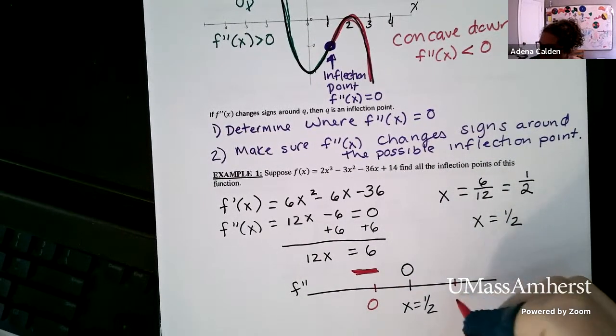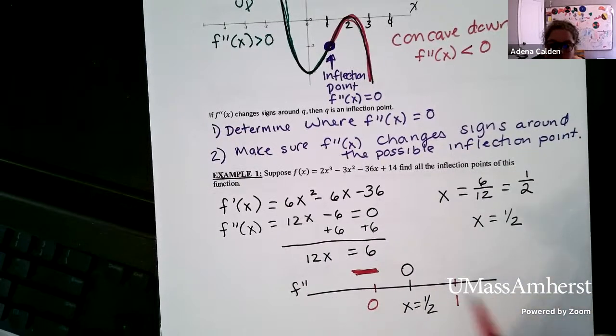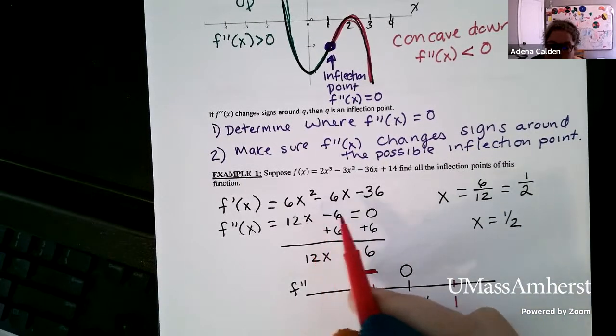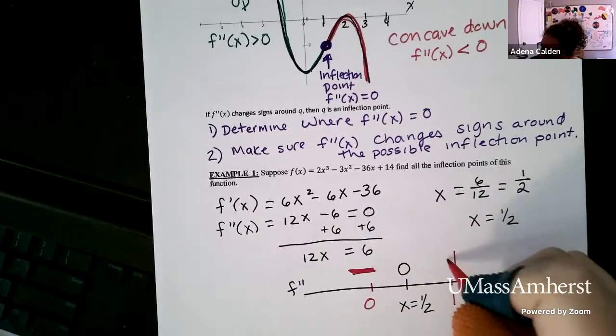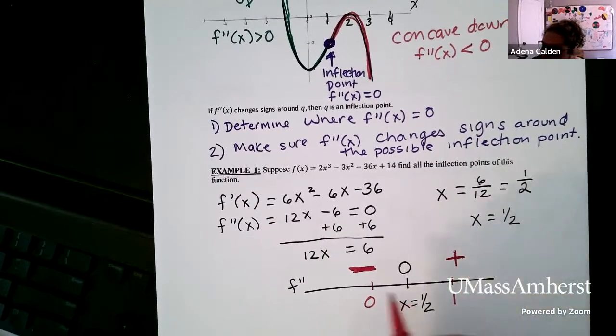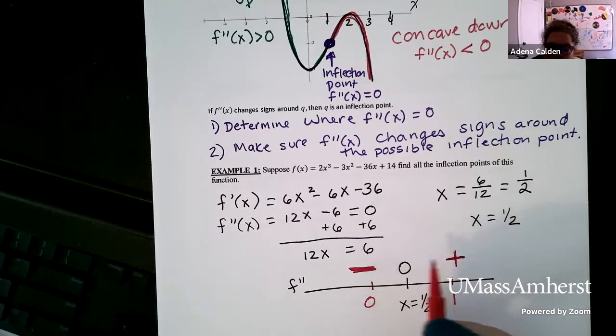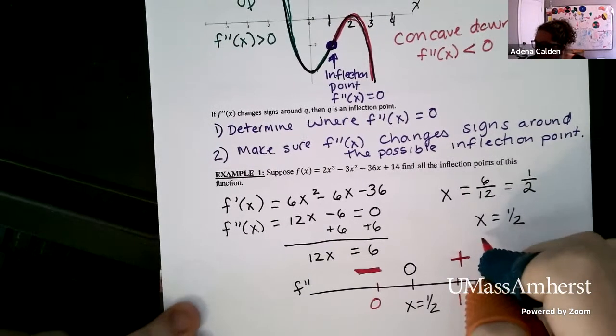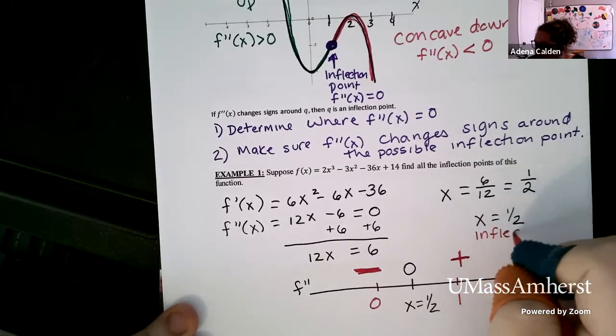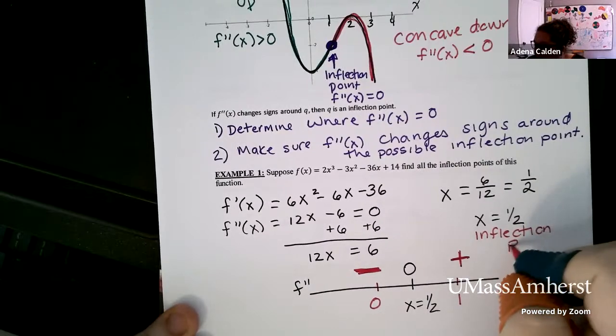And then I'm going to pick something to the right. So I'll pick 1. 12 times 1 is 12, minus 6 is positive 6. So here I see that I change from negative to positive. It doesn't matter which way it changes. It could go from positive to negative or negative to positive. But in order for this to be an inflection point, the sign has to change. So since it does, x equals 1/2 is indeed an inflection point.